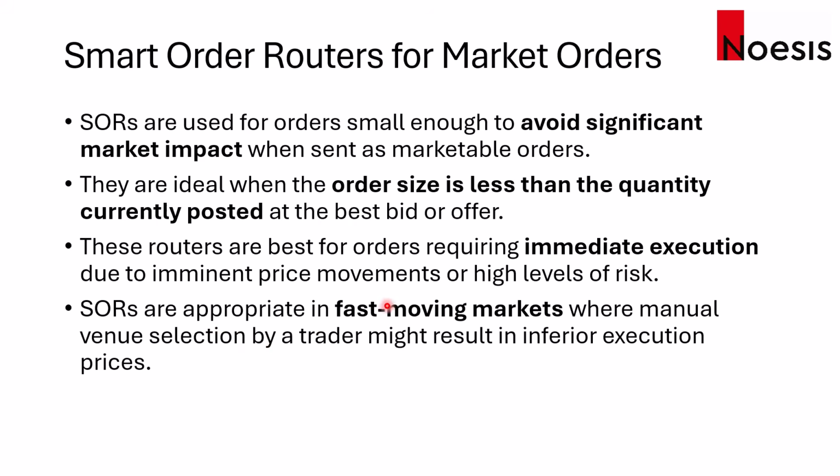In fast-moving markets, relying on an SOR is often more reliable than manual venue selection. If a trader tries to choose a venue manually in a volatile environment, the best price can often change before they can even send the order. By using an automated router, we ensure the order reaches the best possible venue at the right moment to avoid inferior execution prices.